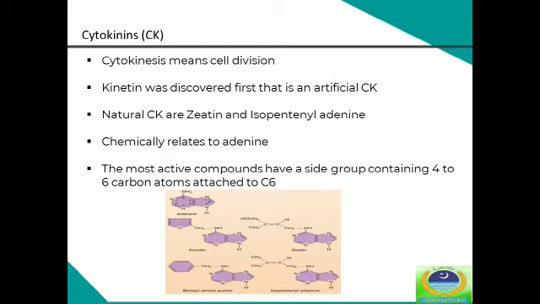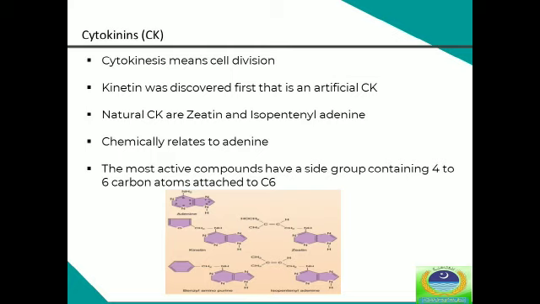Cytokinesis means cell division. So this class of hormones is especially known for promoting cell division. If we add cytokinin to tissue culture medium having auxin and sugar, then cytokinins cause cell division. Kinetin was the first discovered cytokinin, although that is an artificial cytokinin. Natural cytokinins are zeatin and isopentenyl adenine. So chemically, cytokinins relate to purines or adenine.